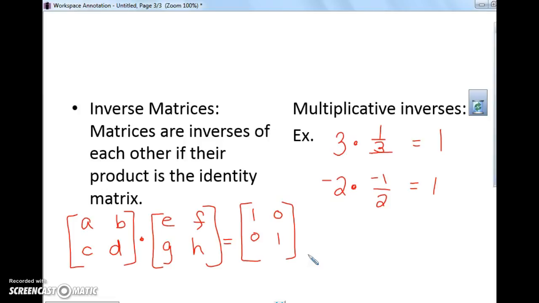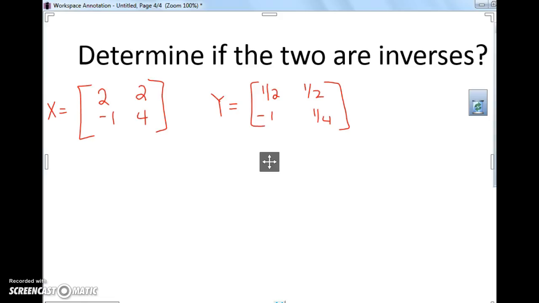We're going to do some examples. Fractions and things like that. So we're going to use our calculators to show whether or not these are inverses. If you try to do this by hand, you're going to be spending lots and lots of time just doing arithmetic, and you could make a mistake.